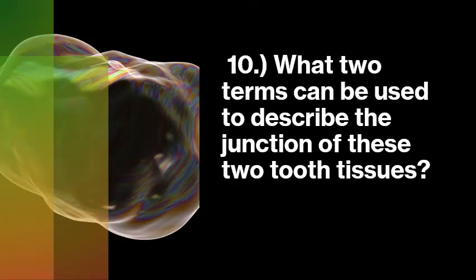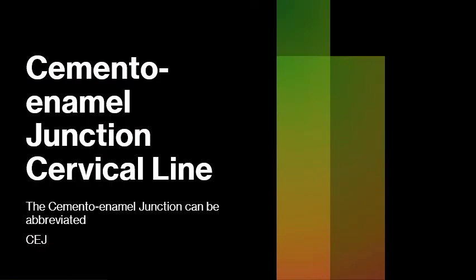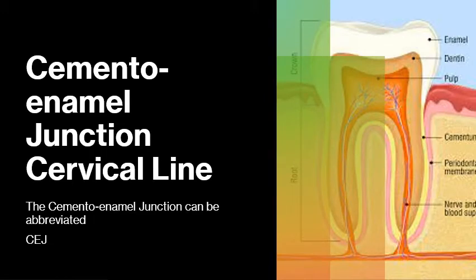So the next question is, what two terms can be used to describe the junction of these two tooth tissues? So what do we call when cementum meets enamel? It is known as the cemento-enamel junction, or it is also referred to as the cervical line, and it is abbreviated as CEJ. C stands for cemento, E stands for enamel, and J for junction.